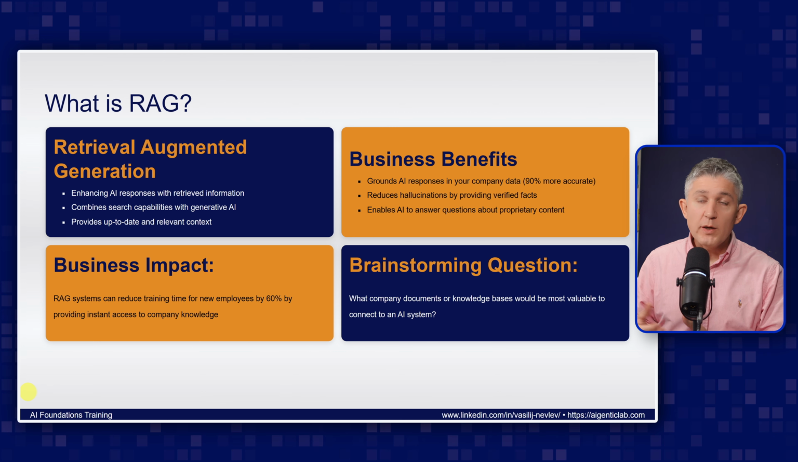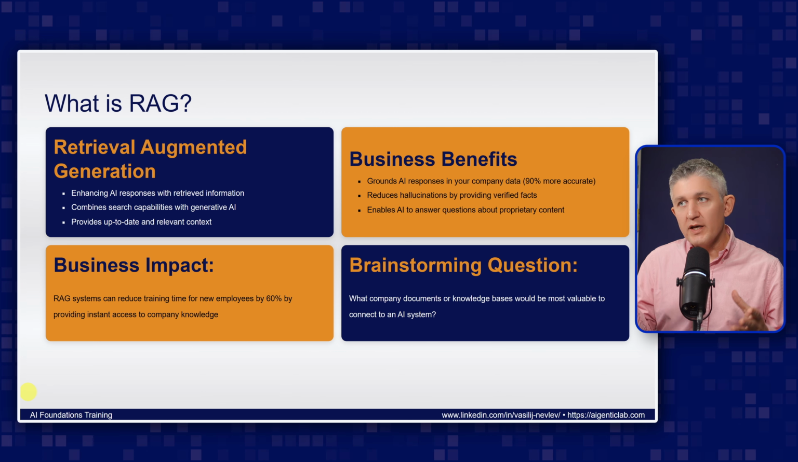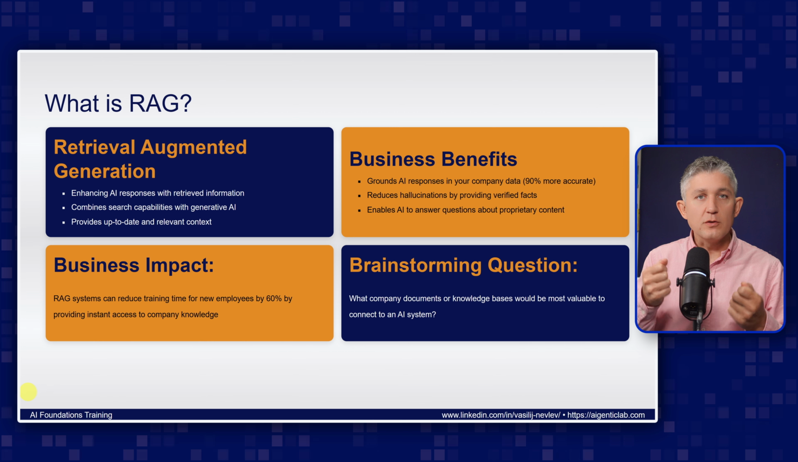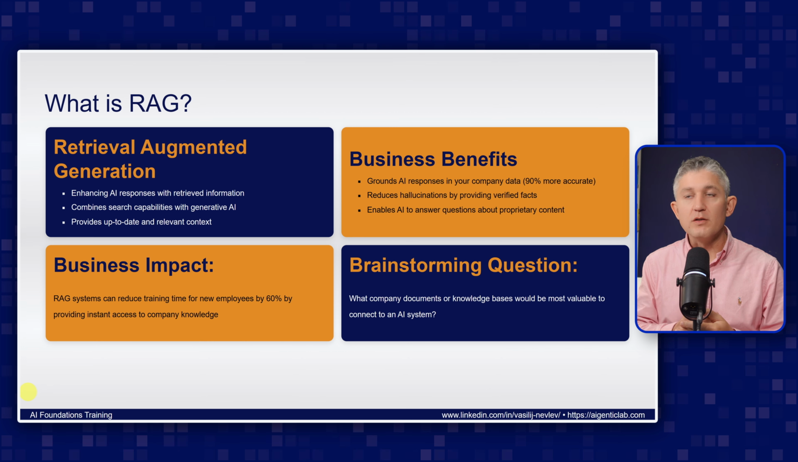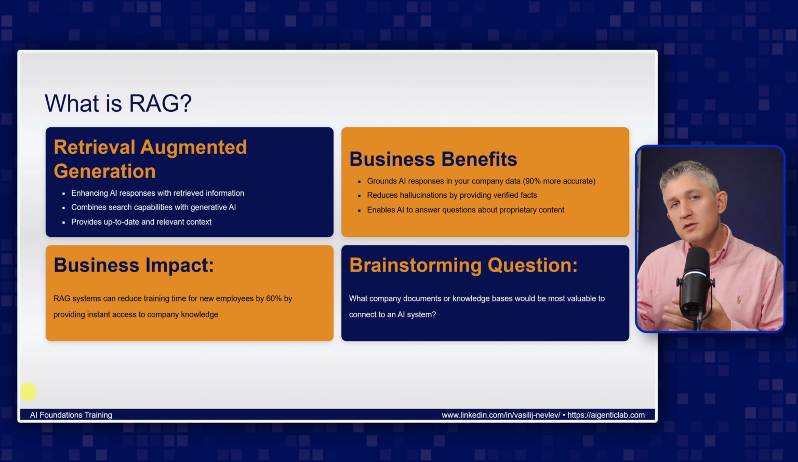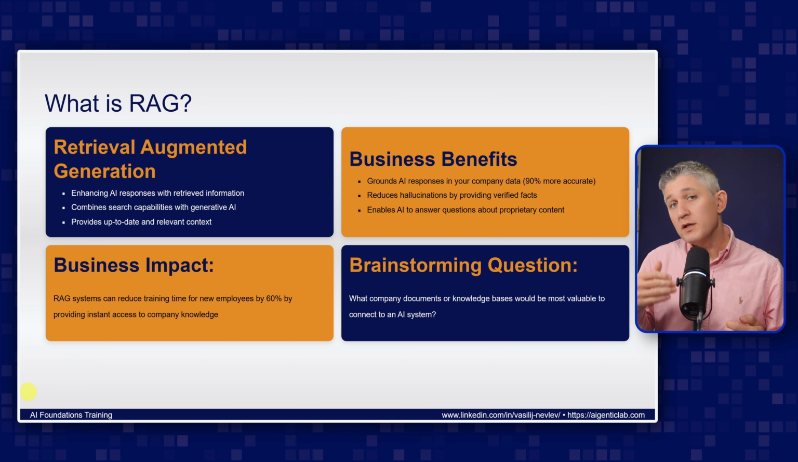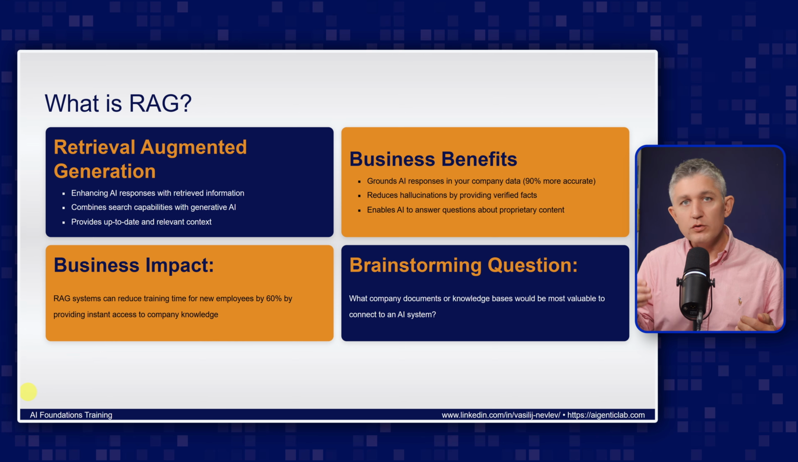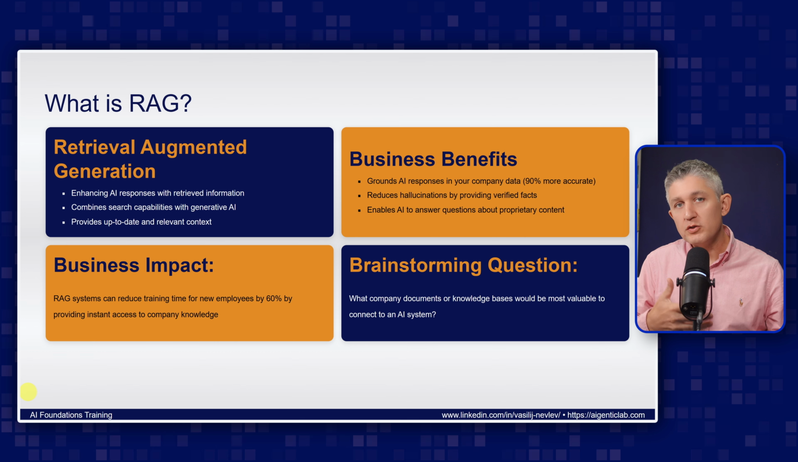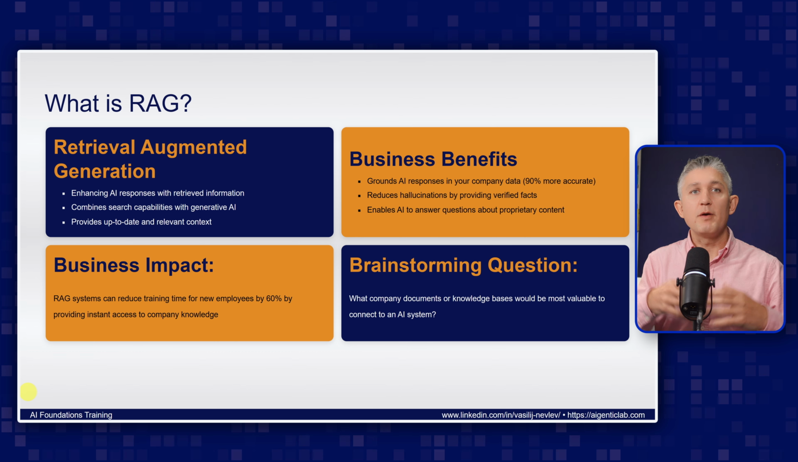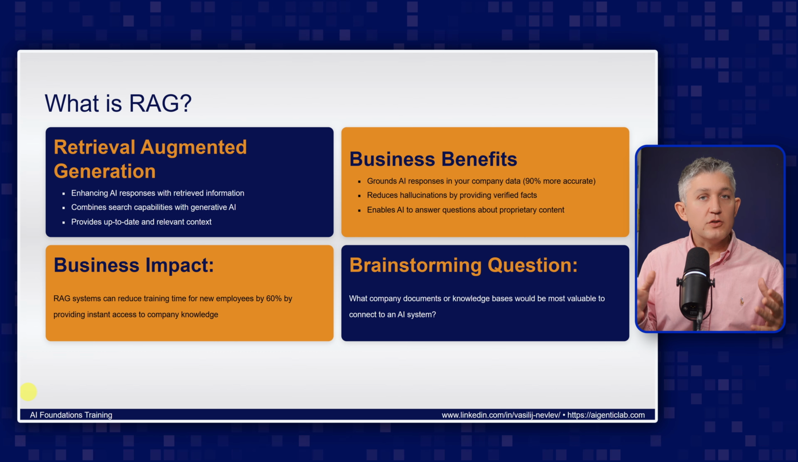It has lots of great benefits. It grounds your AI responses into your actual company data. We will talk about hallucinations in a minute, but this approach also reduces your hallucinations greatly. And you're only paying for the tokens that are used for the RAG, compared to fine-tuning or other methods where you have to pay for all of the data fine-tuned ahead of time.